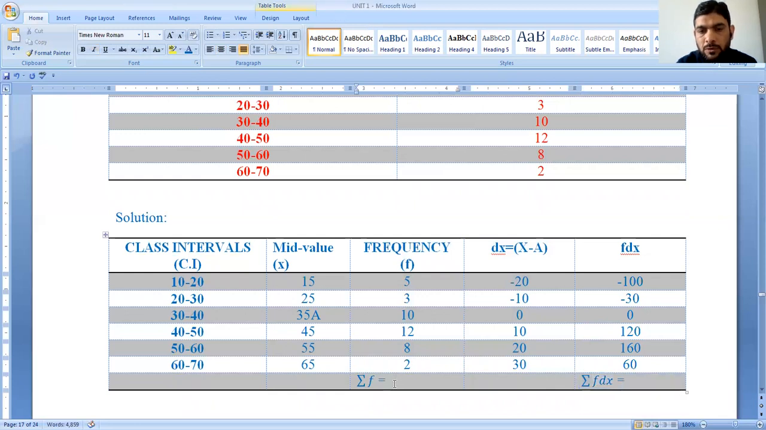We have to find out sigma f dx and sigma f. Sigma f will be 40, as it is given over here, 40 students. Now we have two negative values, that is minus 130, and positive we have 120, 160 and 60, that is 340. 340 is the sum of the positive values. Now we have to subtract this. It will be 210. 210 will be the sigma f dx.